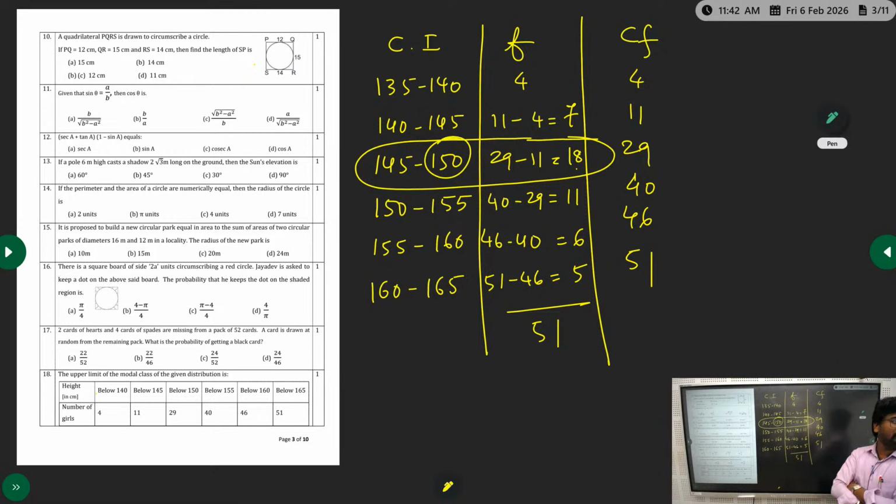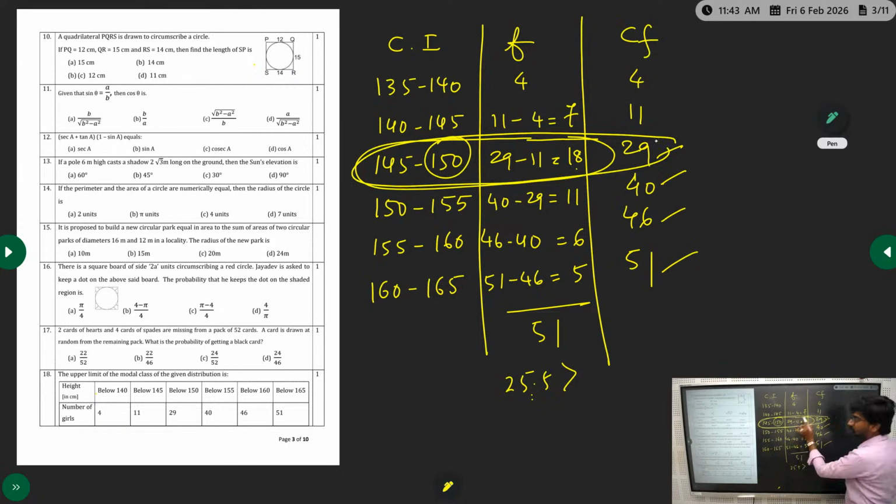How do you find a median class? Nearest CF greater than n by 2. What is this n by 2 value? 25.5. Greater than 25.5 are 1, 2, 3, 4. But nearest to 25.5? Then what is this class also called? Median class. Then first is the lower limit, second is the frequency, third is the CF.